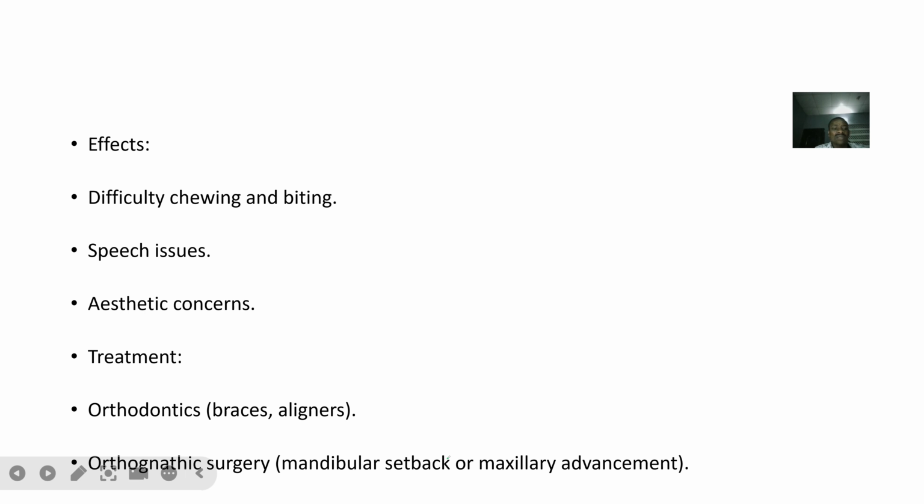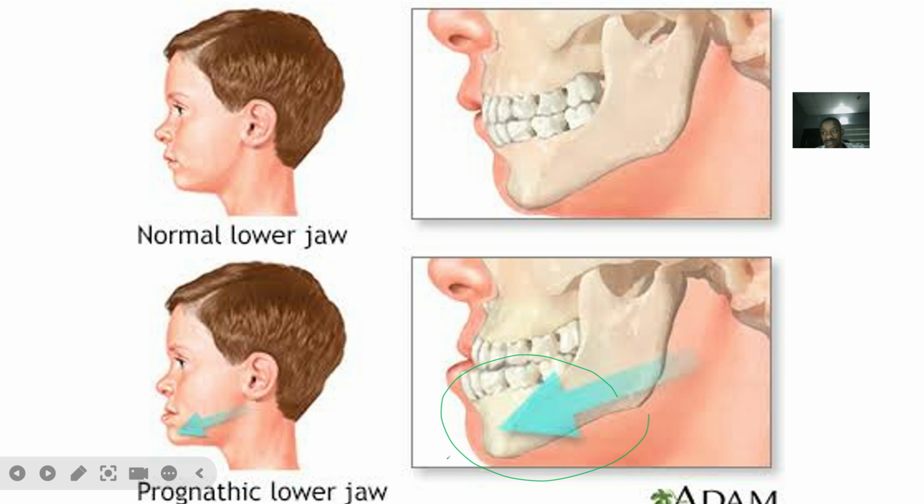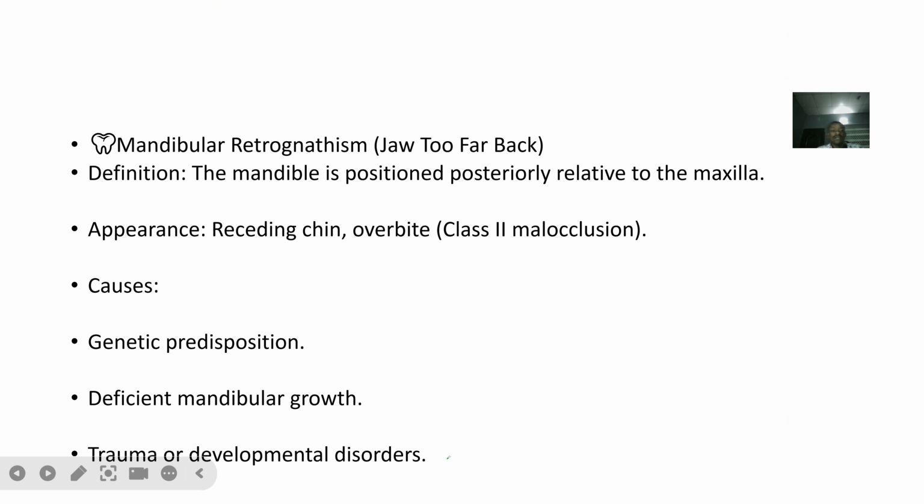Other effects are speech issues and aesthetic concerns, you don't like the way you look. Treatment is orthodontics and also orthognathic surgeries. Then we have mandibular retrognathism. Retro means retrogressing, going to the back. So your jaw is behind. Your maxilla is in front, while your mandible is lagging behind.